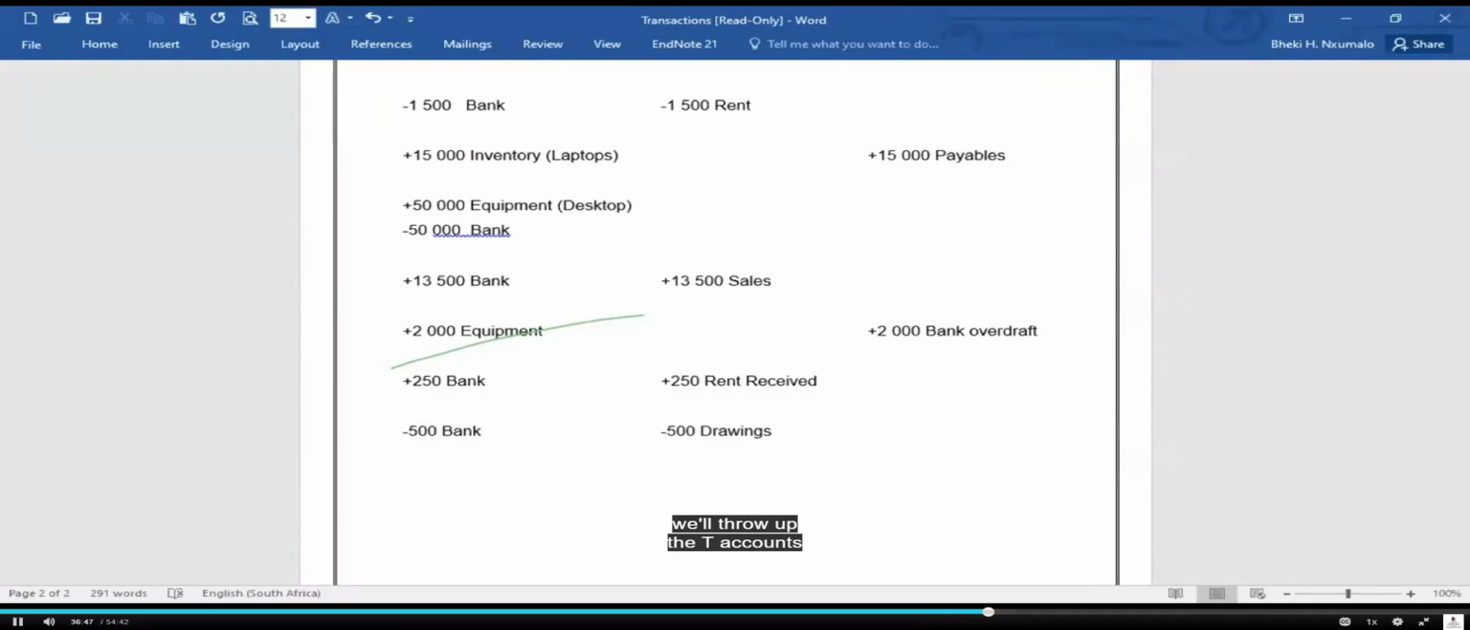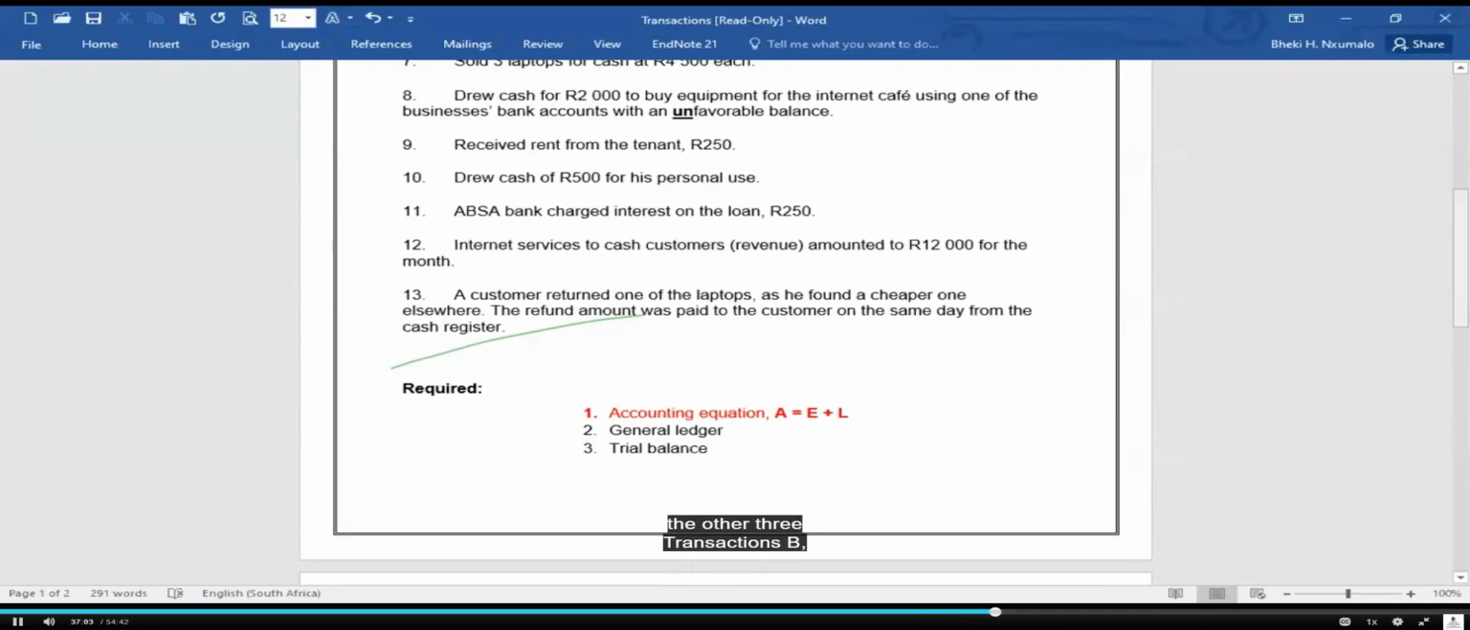Let me take more questions or clarity requests before we complete the other 3 transactions. Yebo.